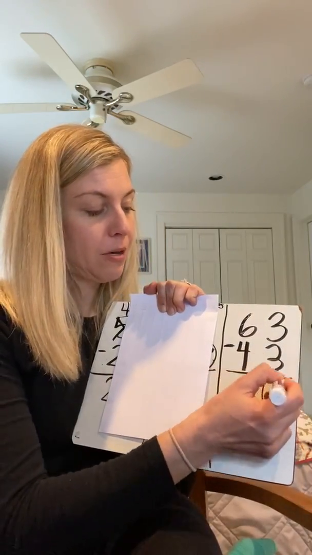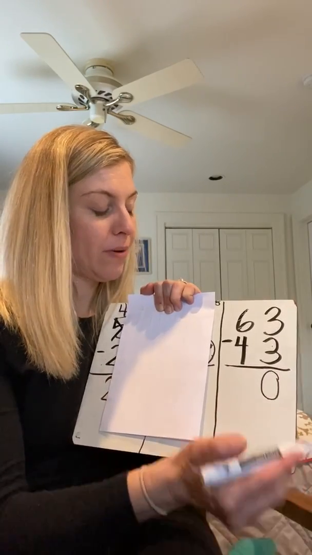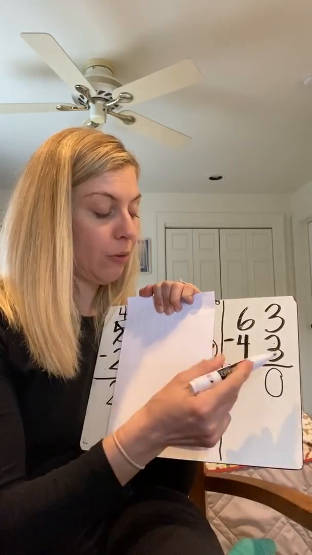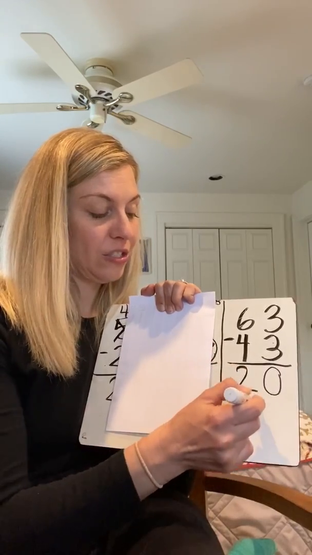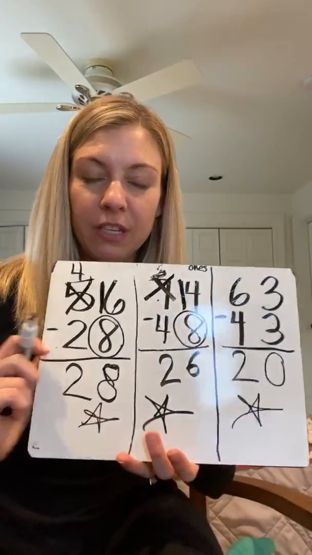Zero's the game. 3 take away 3 is 0. So I don't have to borrow anything. 6 take away 4 is 2. Hopefully you didn't get tricked on that one. Okay, hopefully you got at least 2 of these right.